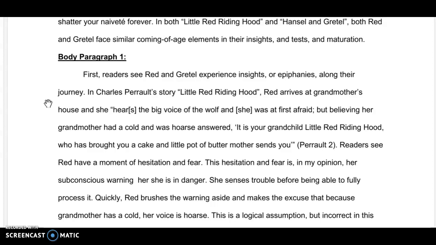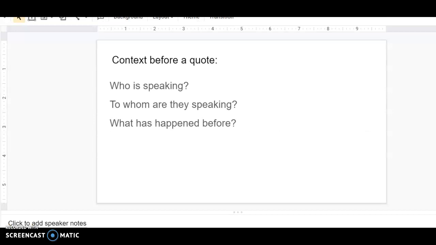So when we're giving context, you want to think of a couple of different things. These are a few questions that you can think about when adding context. Before a quote, think about who is speaking, to whom are they speaking, and what has happened before? Again, you are writing for someone who has read the book but maybe is unfamiliar with it. That is going to be your target audience. So even though it might seem really obvious, you still need to say who the speaker is and what is going on in the story.